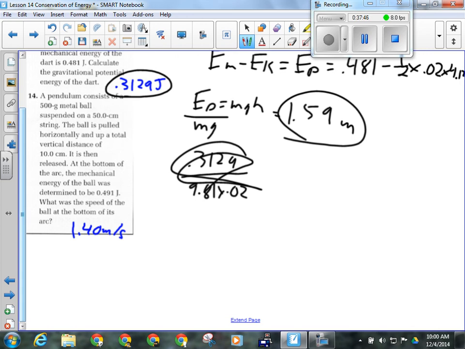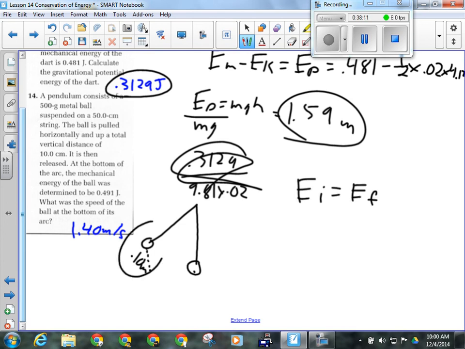So we want to find the speed at the bottom of the arc. We're going to assume it was pulled so it was a vertical distance of 10 centimeters up. So here's our diagram. Here's the final position, here's the initial position. The height is 0.10 meters. So we can say that EI equals EF. The potential energy here is going to equal the kinetic energy there.